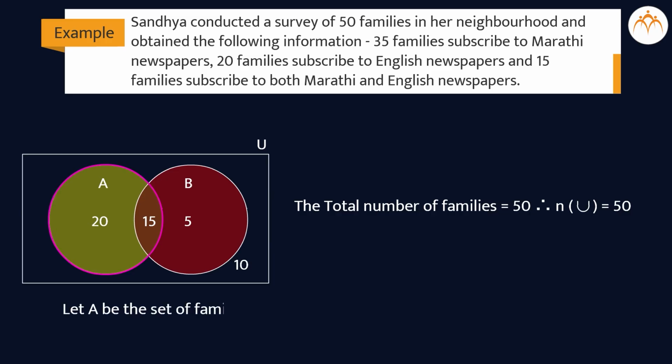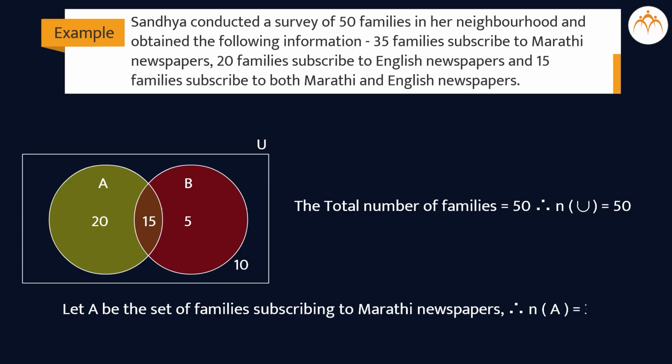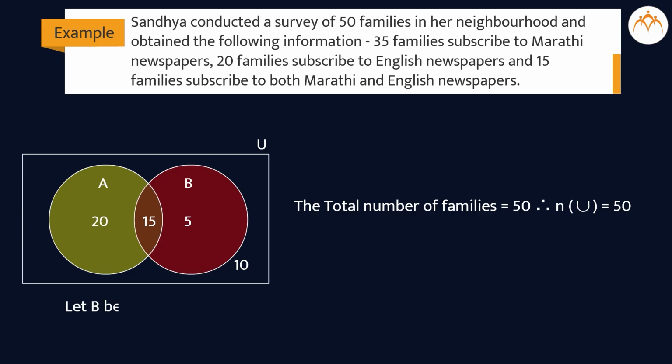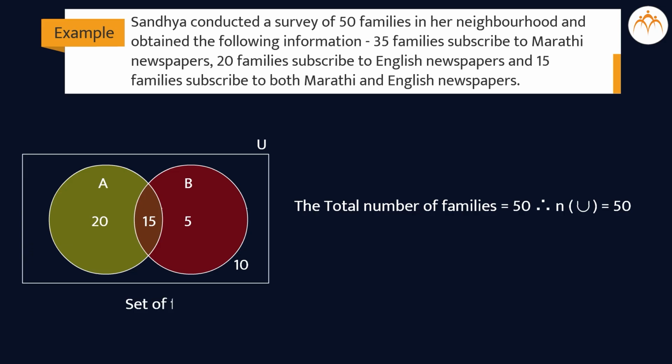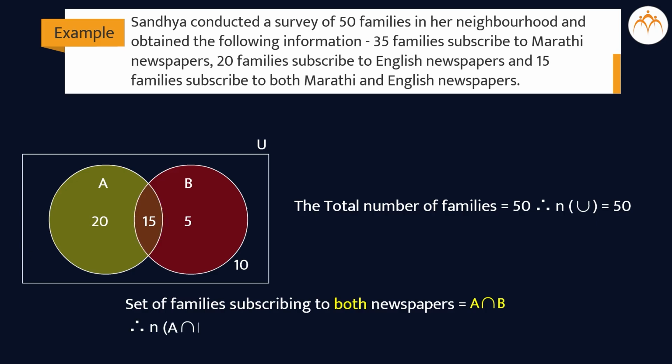Let A be the set of families subscribing to Marathi newspapers. Therefore, number of elements in set A equal to 35. Let B be the set of families subscribing to English newspapers. Therefore, number of elements in set B equal to 20. Set of families subscribing to both newspapers, set A intersection B. Therefore, number of elements in set A intersection B equal to 15.